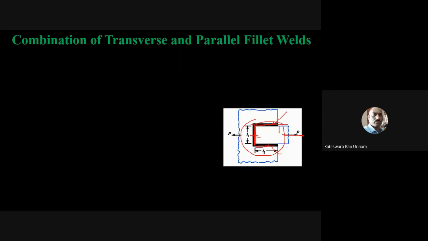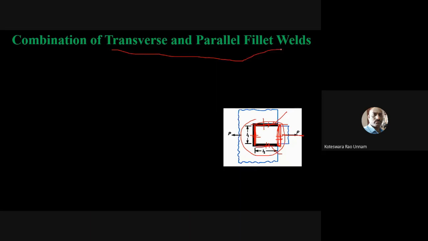Sometimes you may have a weld at this location also. That is another transverse fillet weld. So that means two transverse fillets and two parallel fillets. Like that, you may have a combination of both transverse as well as parallel fillet welds.